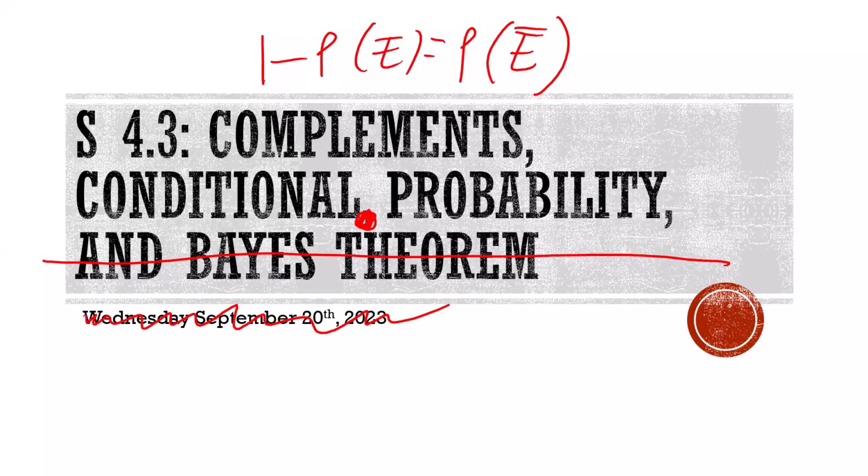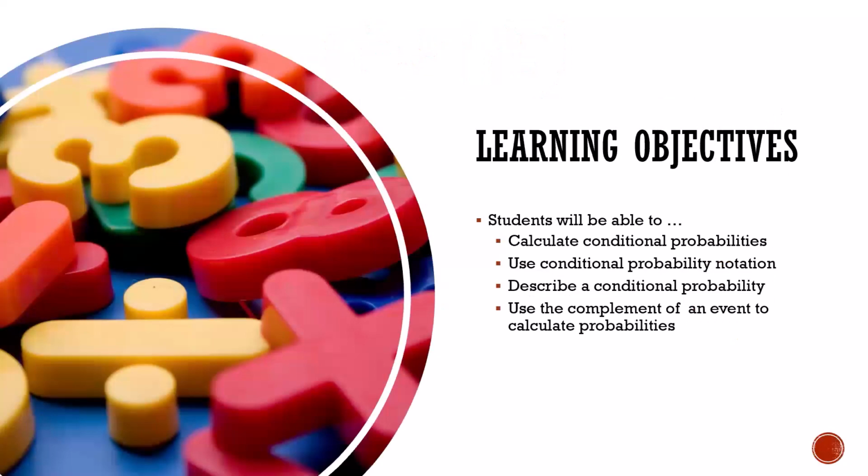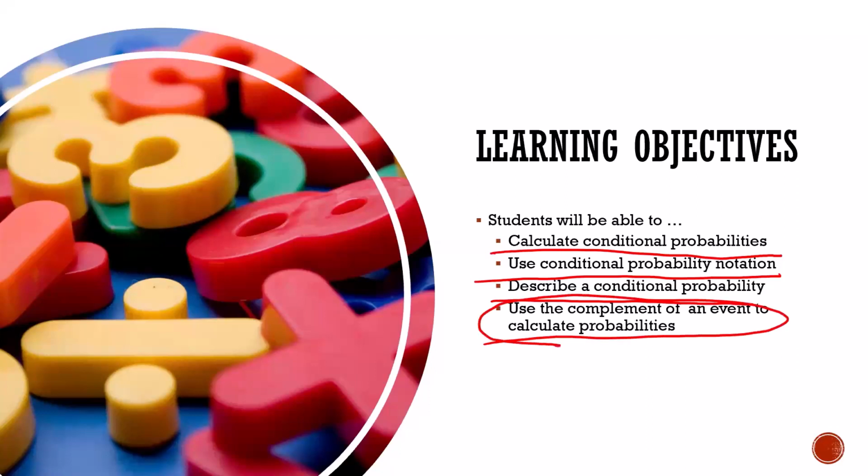Okay, so complements. Everybody remember, a complement is an event not occurring, or the opposite of an event, right? So the probability of a complement, if it rains sometime tomorrow is an event, then the complement of the event would be that it doesn't rain anytime tomorrow. So we're going to actually calculate conditional probabilities. We're going to use conditional probability notation. You've already done that a little bit, and you'll use complements of an event to calculate probabilities.